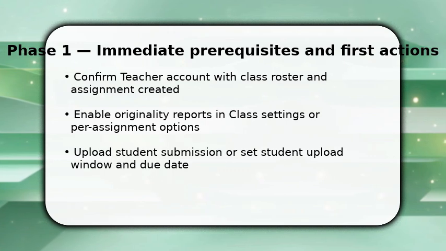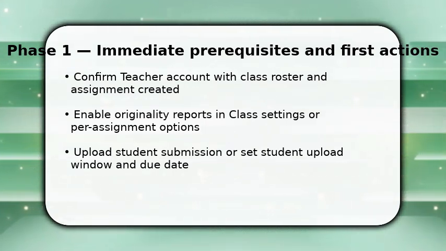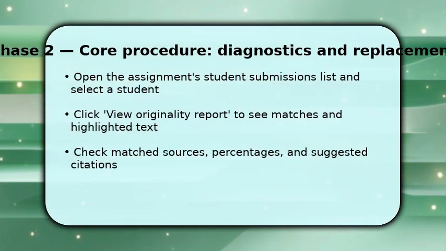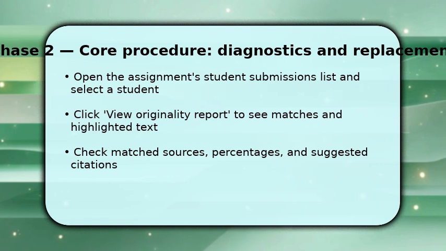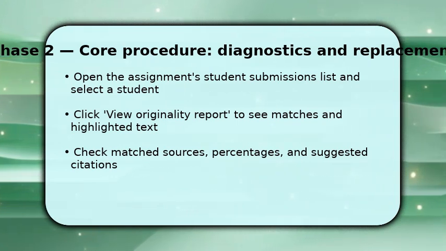Make sure the class roster is synced to avoid missing matches, because the checker compares across submitted work and public sources. Next, review reports. Open a student's submission and click View Originality Report. You'll see highlighted passages, percent match scores, and link sources. Use the side panel to inspect each source and decide if matches are common phrases or substantial overlap.